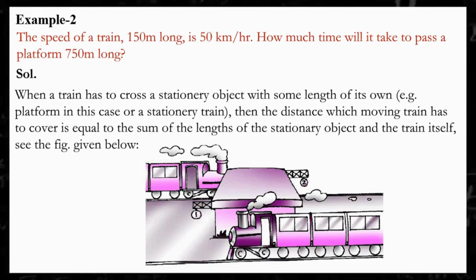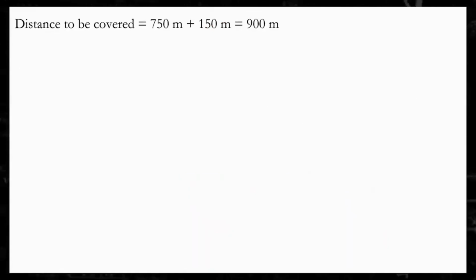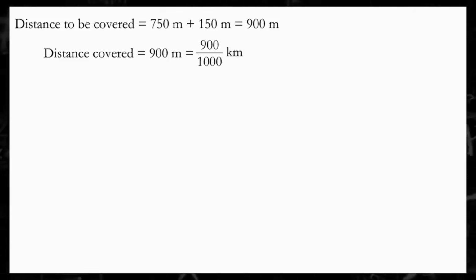See the figure given below. Distance to be covered is equal to 750 meters plus 150 meters, which equals 900 meters. Distance covered is equal to 900 meters, which is equal to 900/1000 kilometer. Speed is equal to 50 kilometers per hour.